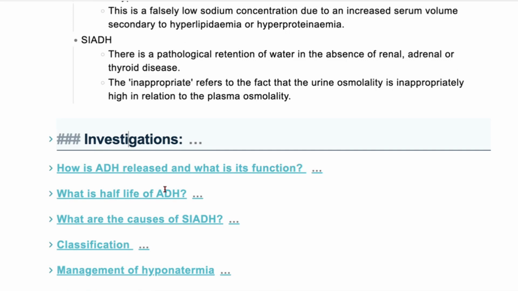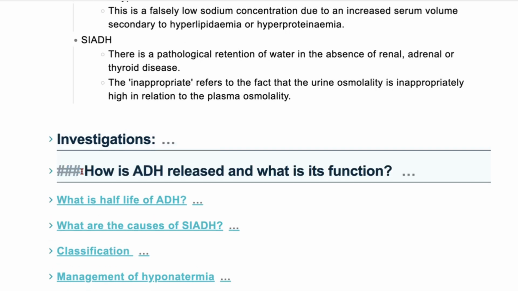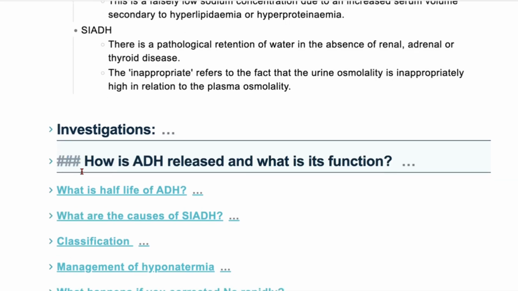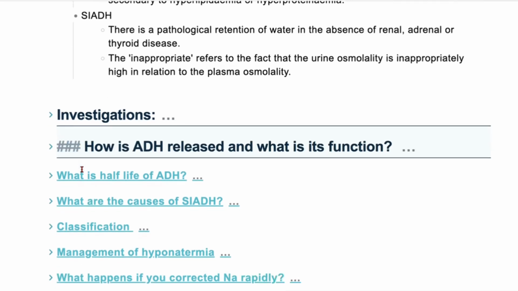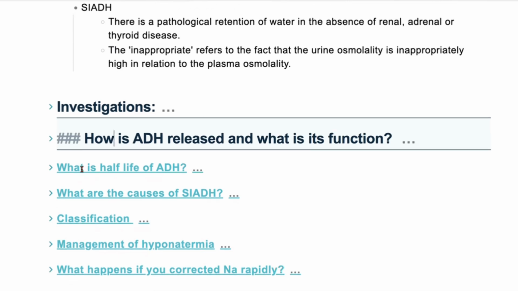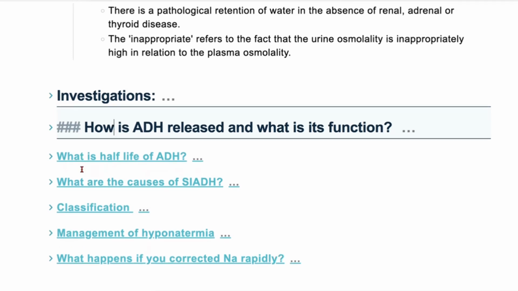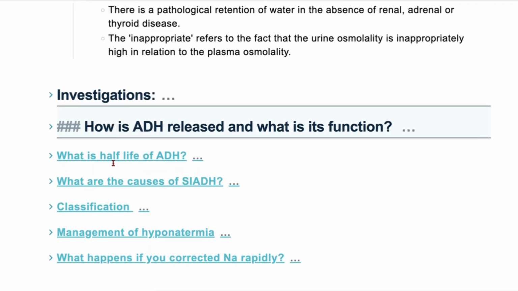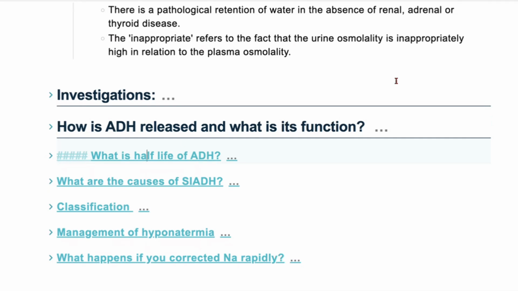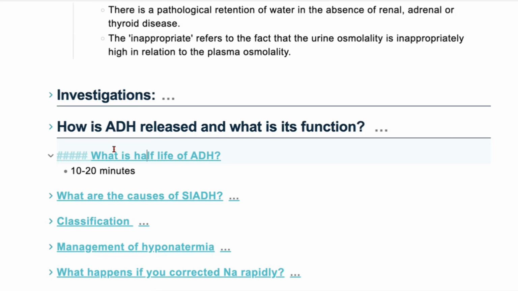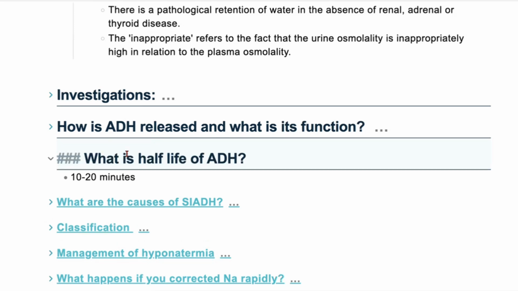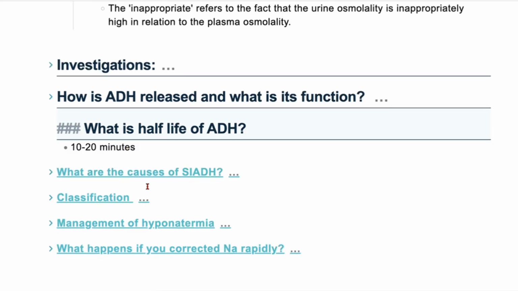Very good. And how is ADH released and what's its function? So ADH is released from the posterior pituitary gland, in the, I think it's the paraventricular region. Its cause of release would be an increase in plasma osmolarity or hypovolemia. What's the half-life of ADH? The half-life is, I think, 30 minutes or less than half an hour. It's 10 to 20 minutes though, but yeah, you're very close.